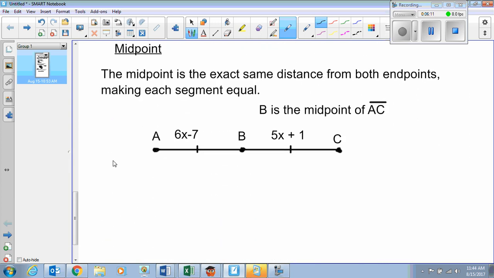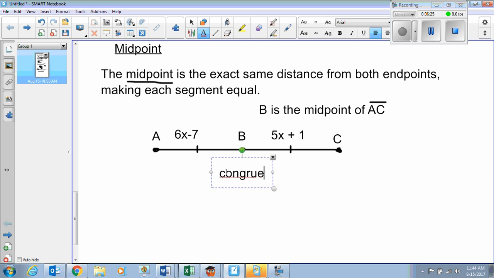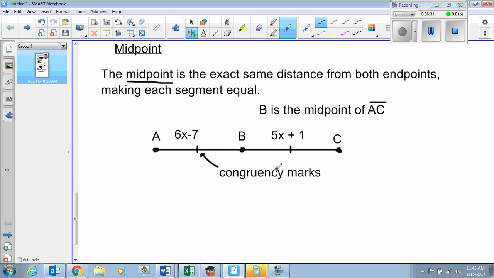The next thing we'll talk about is a special type of point on a line segment, which is the midpoint. The midpoint is the exact same distance from both endpoints. You're going to see another thing here, which is called congruency marks. These congruency marks show us that that segment is equal to that segment, which would make B the midpoint.